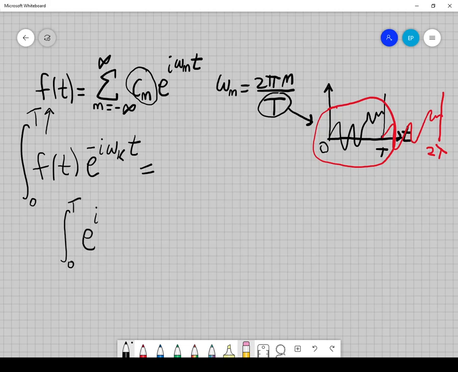So we'll have a summation, and then we have an integral from 0 to T of some complex exponentials of the kind e to the i omega sub n minus omega sub k times t, where this omega sub n minus omega sub k, we can rewrite it as 2 pi (n minus k) divided by T, which is simply equal to omega sub n minus k. So it can also still be written in this fashion.